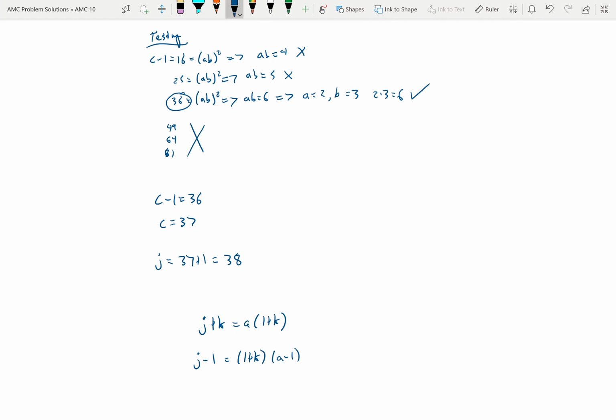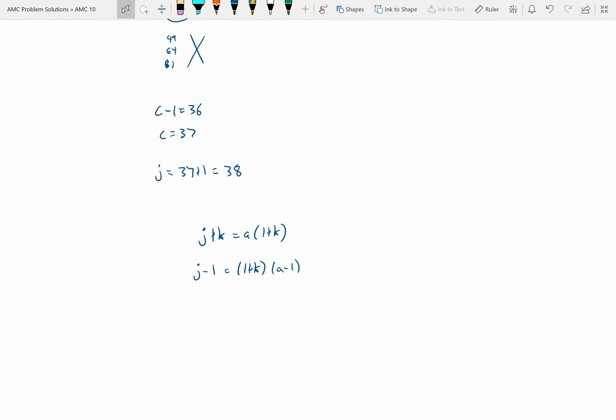And so something to note here, I know what j is. J is 38. So plug in 38: 37 is equal to 1 plus k times a minus 1. And you'll note that 37 is a prime number. So for this value right here, a minus 1, the only values that are going to work for a are: a could equal 38. In that case, k's got to be 0. That's just the initial situation where Zoe is 1 and Joey is 38.